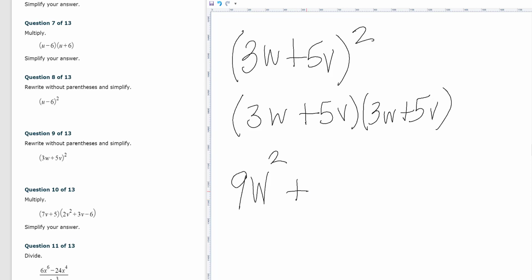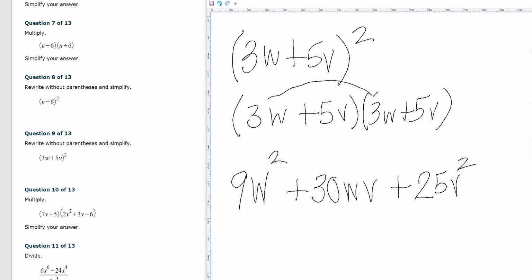It's a plus, so I need a plus. 3 times 5 is 15, but I've got to double that, 30wv. And then 5v squared is 5 squared, 25, and v squared. So if you do it this way, it's 9w squared plus 15, which is where the 30 comes from, and then 25v squared. So feel free to write it down twice and use distributive or full, or to use the pattern, which says square the first, double up the both of them together, and then square the last.